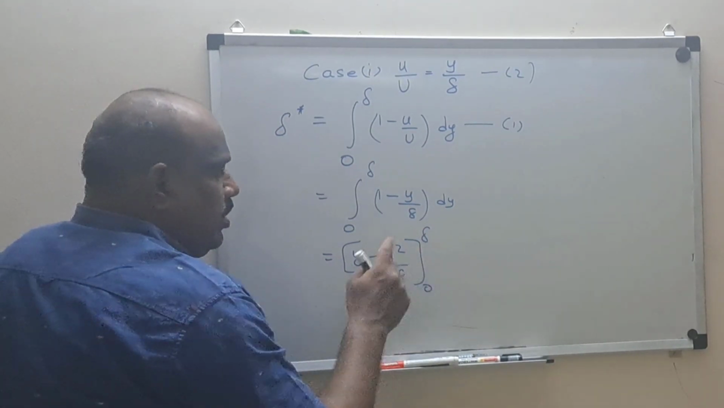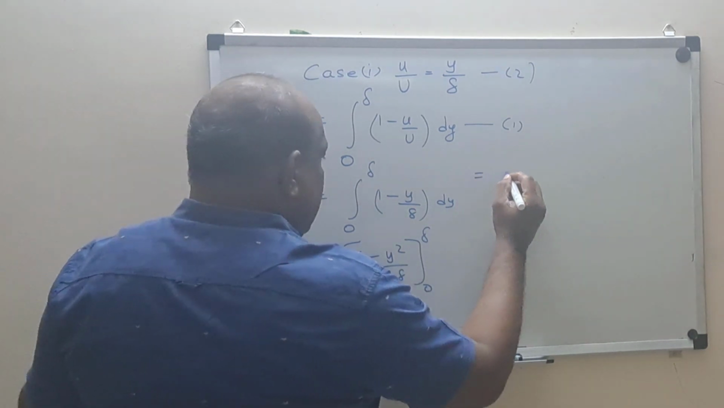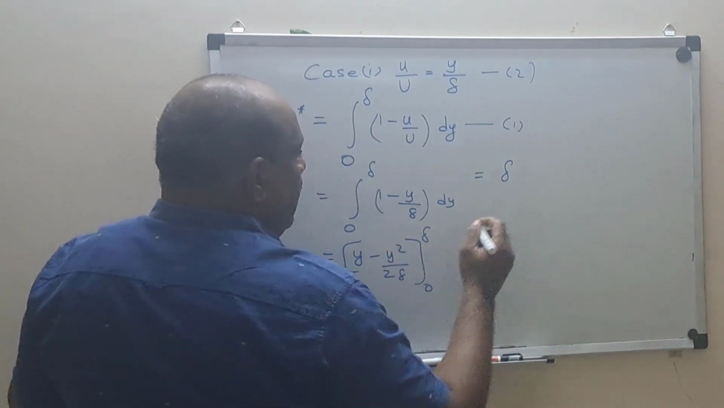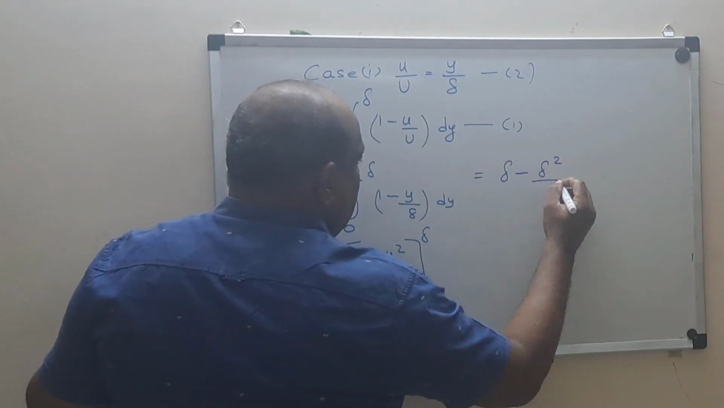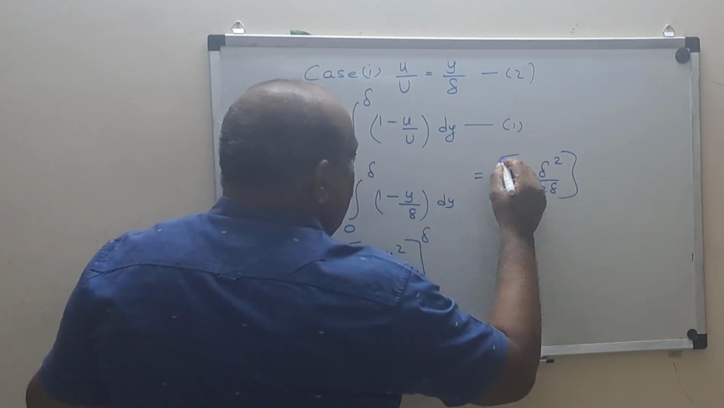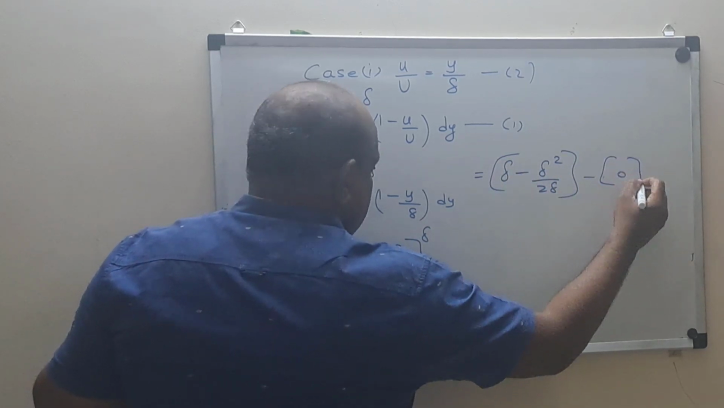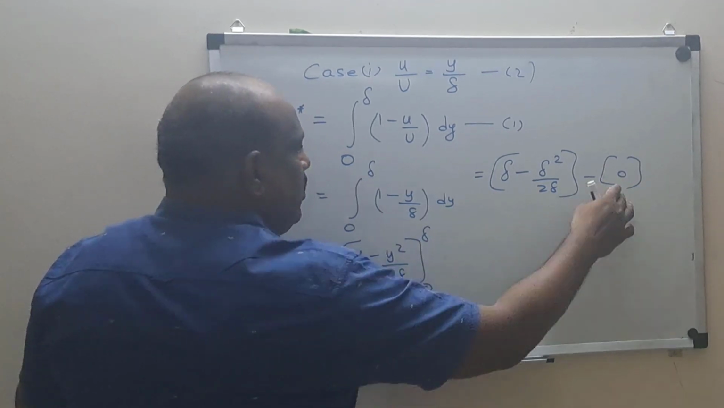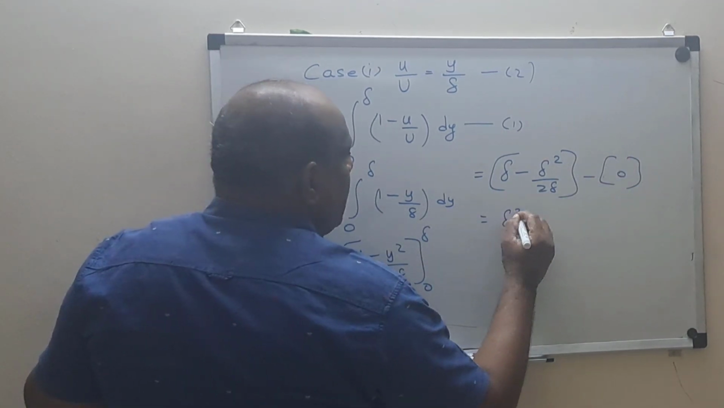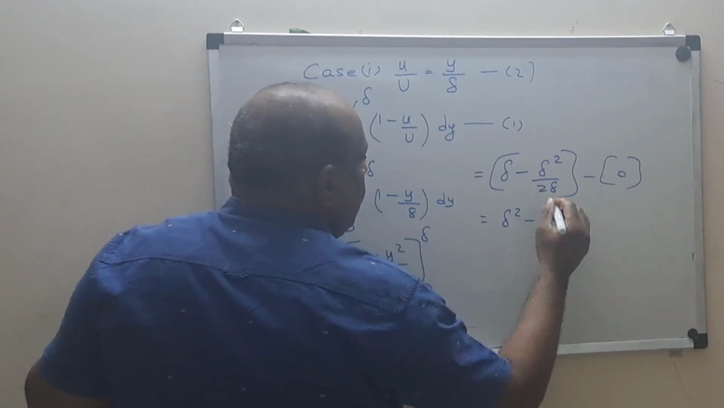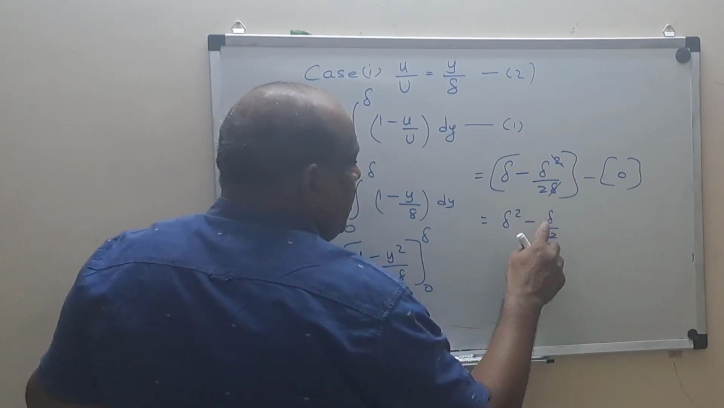So the limit is what? 0 to delta. So what is the answer now? It will be delta. The upper limit is delta minus delta squared by 2 delta. There's no need to apply the lower limit because the lower limit will be 0, because 0 minus 0. So leave the second term. So it will become delta squared minus delta by 2. Why? This delta cancels, so it becomes delta by 2.